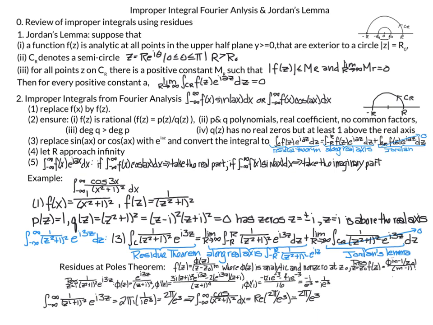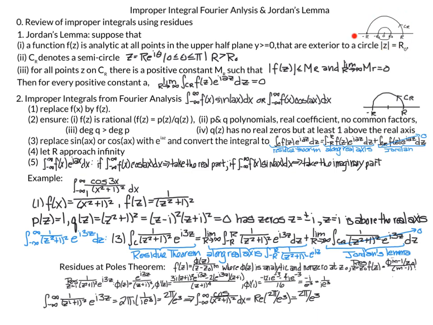Next, we will look at Jordan's lemma. We are not going to prove Jordan's lemma, but we will be using it. And it says that suppose that we have a function f of z that is analytic at all points in the upper half plane y is greater than 0, and exterior to a circle |z| equal to R naught.